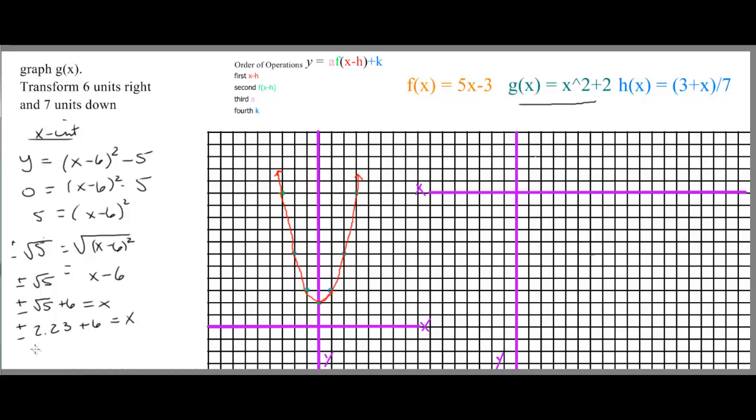Okay, so let's do the first one. Let's do positive 2.23 plus 6, which is going to be 8.23, so around 8. And so let's do the other one. Minus 2.23 plus 6 is going to be 3.77.